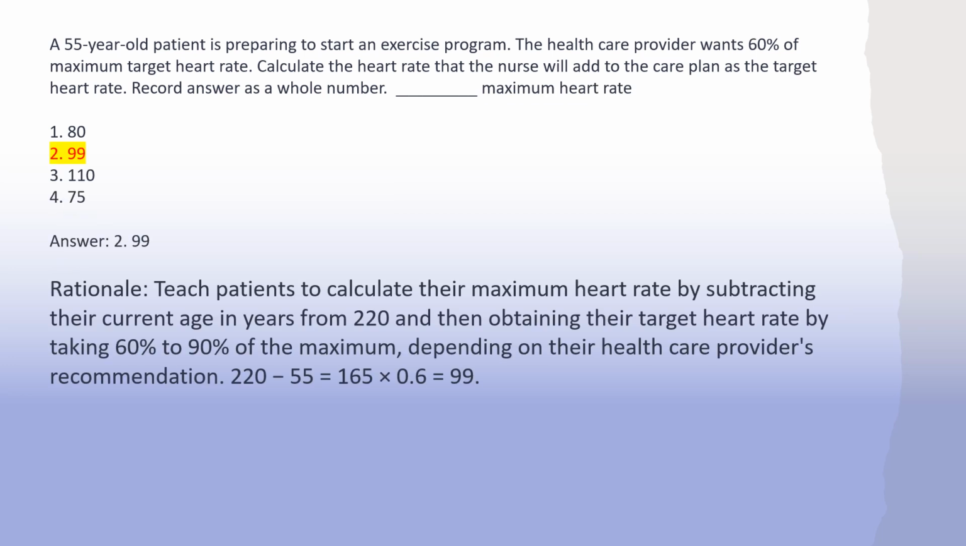Answer 2. 99. Rationale: teach patients to calculate their maximum heart rate by subtracting their current age in years from 220 and then obtaining their target heart rate by taking 60% to 90% of the maximum, depending on their healthcare provider's recommendation. 220 minus 55 equals 165, times 0.6 equals 99.